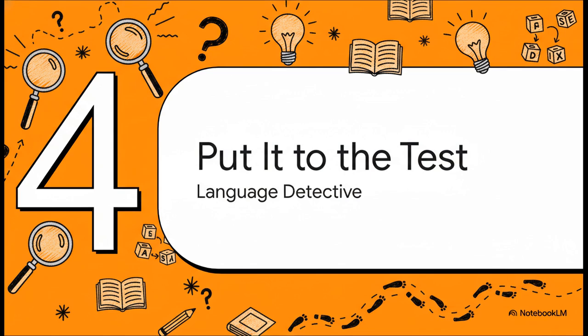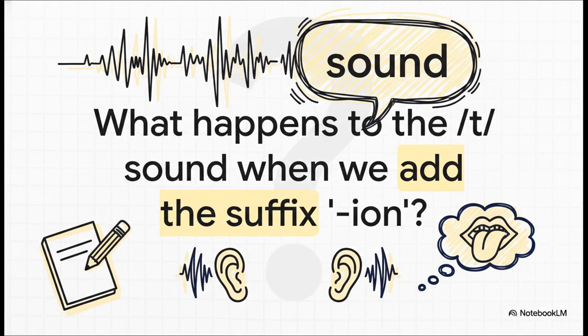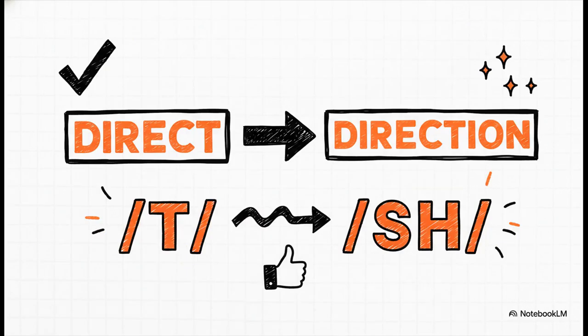Okay, theory time is over. You've seen the patterns. Now it's your turn. Let's put this to the test and see if you can be the language detective. Our first test word is direct. You can hear it loud and clear. It ends with that T sound. Direct. Simple enough. So, based on what we just went over, what do you think is going to happen to that T sound when we add the suffix ion? Say it out loud. Give it a try. Yes, direction. Did you get it? The T sound softens right into that sh sound. See? It works. Once you know the pattern, it's totally predictable.